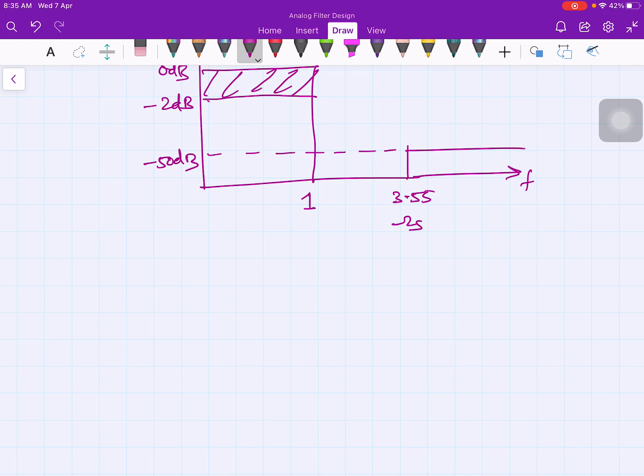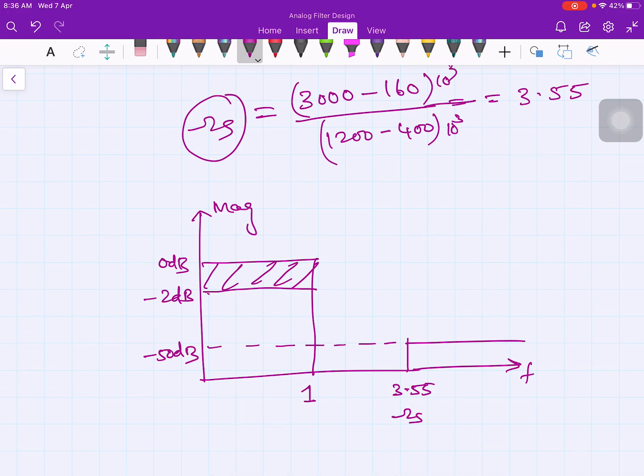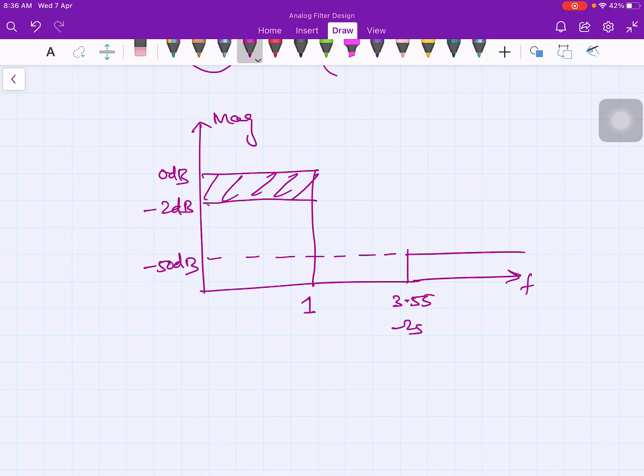Okay, so you should be very careful how to find out this omega S from the band pass filter specifications. We need to find out the stop band frequency of a normalized low pass filter from the given specifications of a band pass filter. So that's a very important point, so you should not make a mistake.